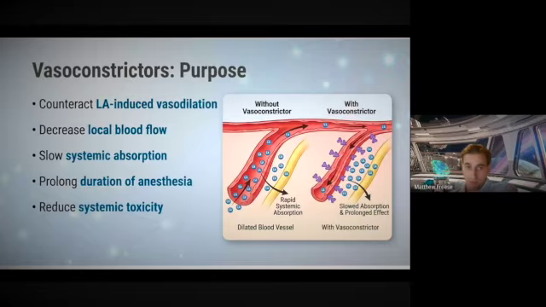Vasoconstrictors: what is their purpose? Local anesthetics are vasodilators by nature. Vasoconstrictors like epinephrine are added to reduce blood flow, slow systemic absorption, prolong duration, and reduce toxicity. But what helps locally can cause systemic issues, especially in cardiac patients.